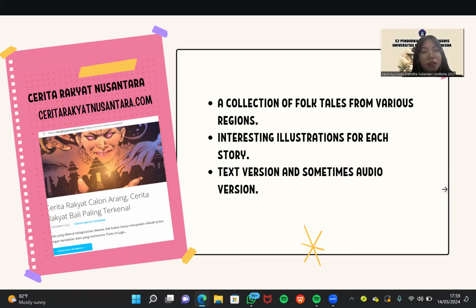The first one is Cerita Rakyat Nusantara. You can access it on ceritarakyatnusantara.com. This platform provides various folk tales from all over Indonesia, and each story is presented with attractive illustrations and easy to understand narration. The features in this digital platform are a collection of folk tales from various regions, an interesting illustration for each story, and the last is text versions and sometimes audio versions. The next slide.